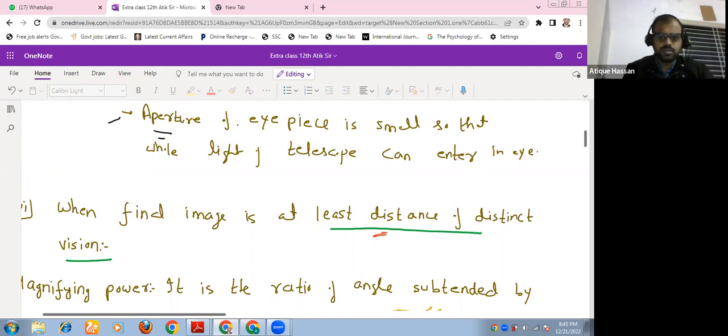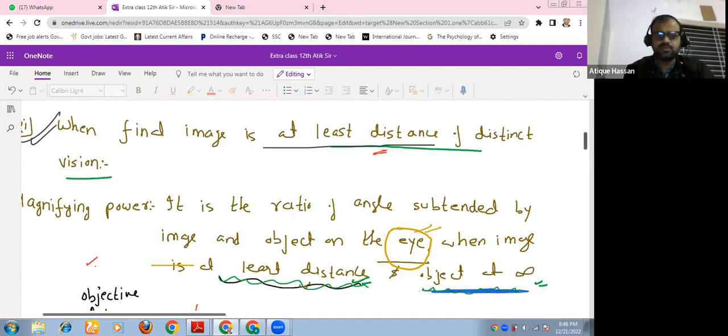Now we will discuss the first case. As I have told you, there are two cases, there are two possibilities. One, when the final image is at least distance of distinct vision, and the second will be the case when the final image is formed at infinity. So let us discuss the first case, when final image is at least distance of distinct vision. It means the final image is formed at a distance of 25 centimeter from the eye.